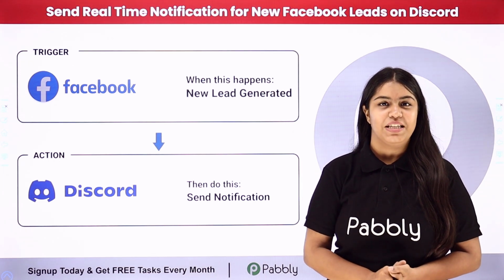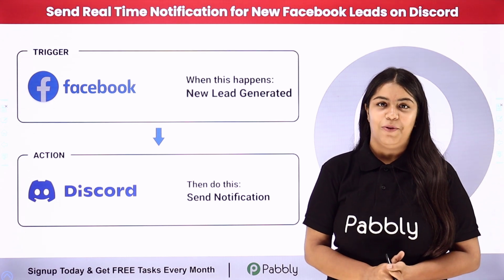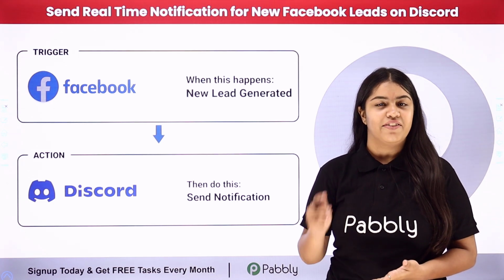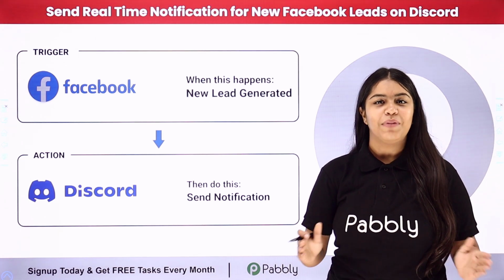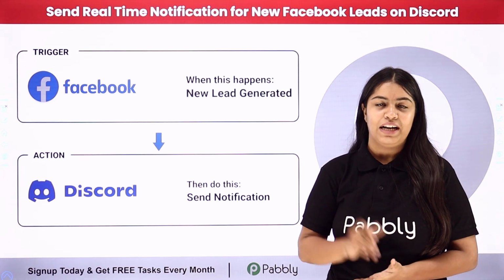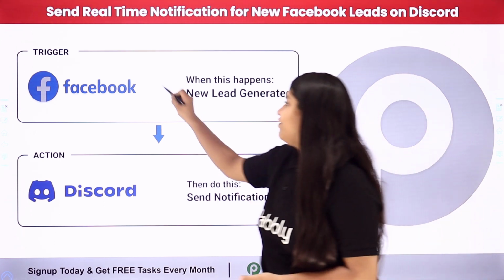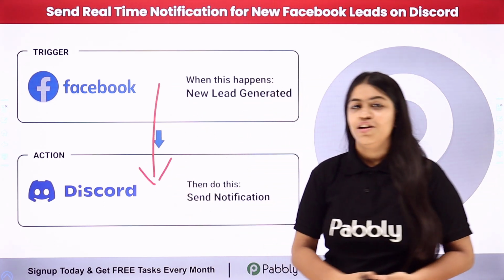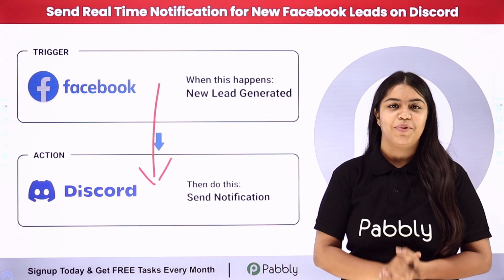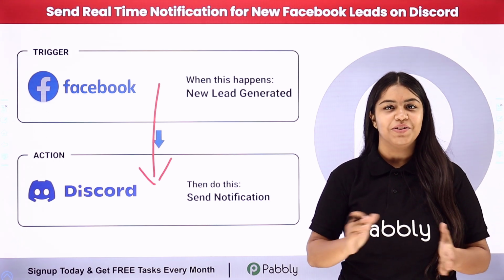Over here I'm using Facebook lead ads to grow my business, and now I wish that as soon as a new lead is generated in my Facebook lead ads, automatically my team on Discord should be notified that we have received a new lead. For this, we are going to create a connection between Facebook lead ads and Discord. To create this connection without knowing any programming or coding language, we are going to use Pabbly Connect.